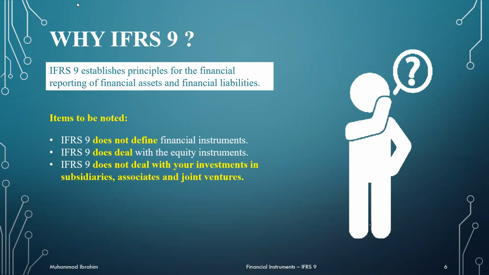This needs to be understood: this is the equity instrument. Why does an equity instrument come into financial assets? If you own an equity instrument of any other company, this is your financial asset. What does it mean? For example, you have invested in some shares of another company. That investment in shares is your financial asset, and the shares of the company are an equity instrument for that company.